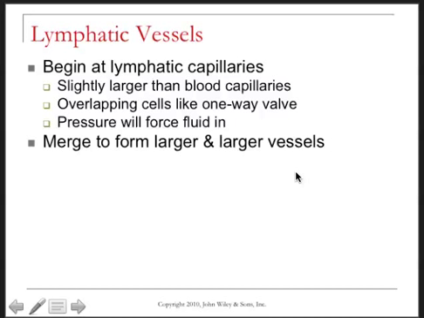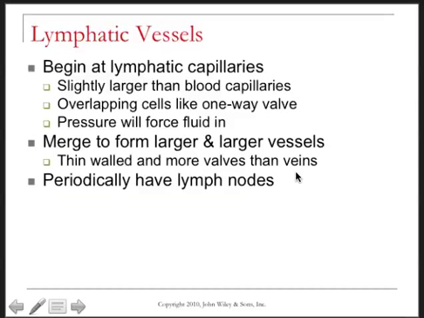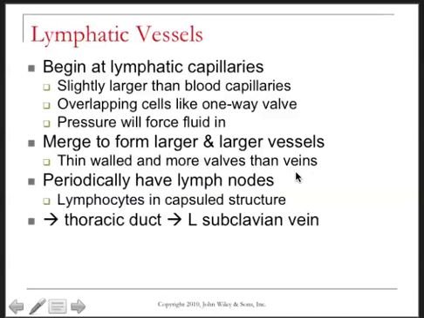They eventually merge to form larger vessels, which are thin-walled and have more valves than veins do, and they periodically encounter the lymph nodes, which contain lymphocytes in an encapsulated structure. What you'll notice about a lymph node when we get a chance to look at one is that it has more incoming vessels than outgoing vessels, and that's designed to slow the flow of the tissue fluid through that organ to give the lymph node time to filter and take out any pathogens that might be present, and then process them and present them for the rest of the immune system.